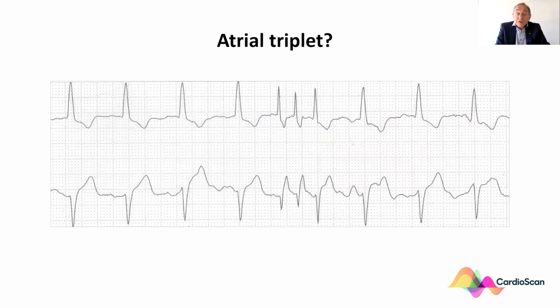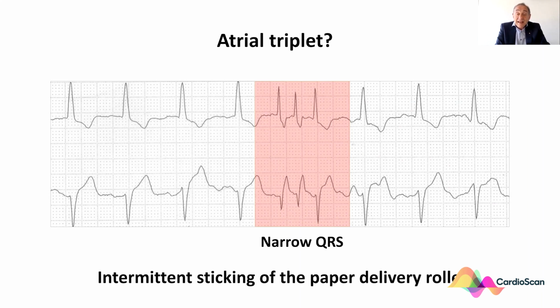Here is an atrial triplet, but again, if we look at it carefully, it's the narrow QRS that gives it away, and this again is intermittent sticking of the paper delivery rollers.